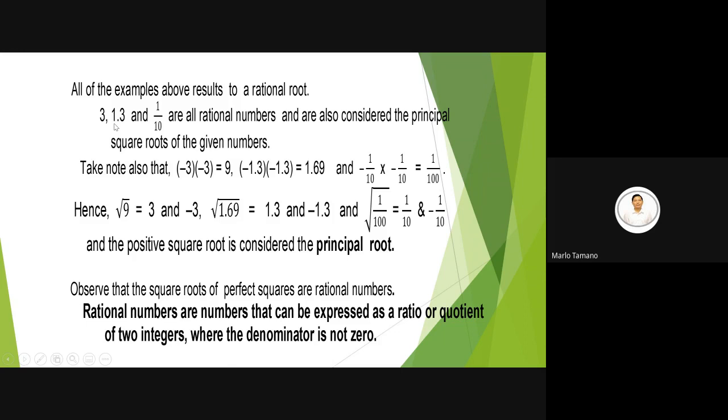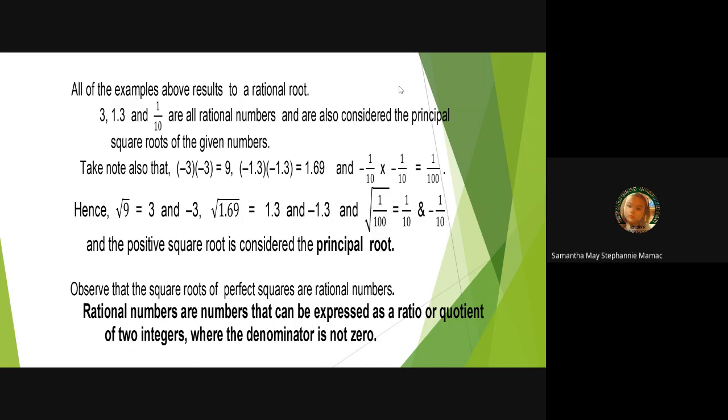The principal roots of the square root of 9, 1.69, and 1, the square root of 1 over 100. Naintindihan? Okay, I'll give you an example of a number that is not rational, wherein the denominator is equal to 0. So, 5 over 0. The denominator is 0, so therefore 5 over 0 is not rational. But rather, our answer for that is undefined. So when we say undefined, we cannot give our answer. Naintindihan?